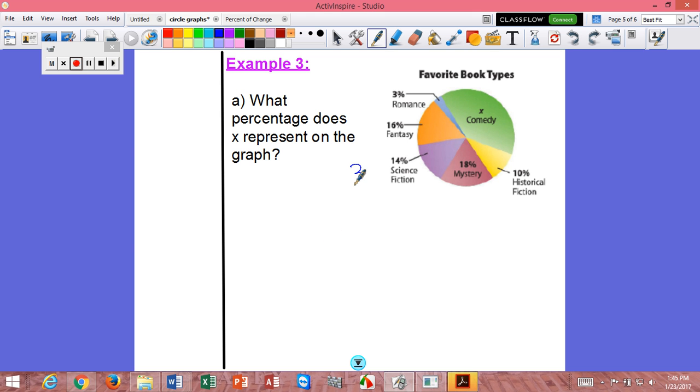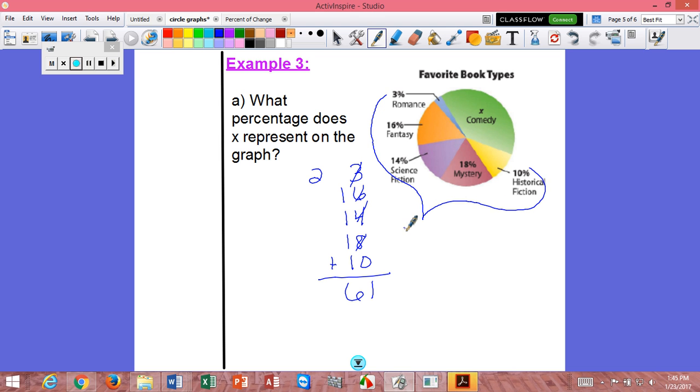We have 3, 16, 14, 18, plus 10, and then I'm simply just going to add all of this up. 6 and 4 make 10, 13, 21, and I have 1, 2, 3, 4, plus 2 is 6. So all of this represents 61%. So if I subtract that from 100, we get 39. So that means that comedy represents 39% of this data.